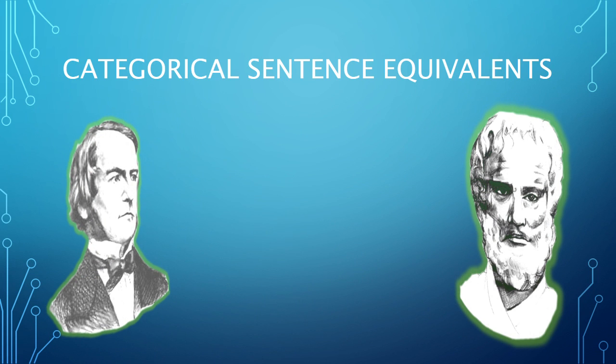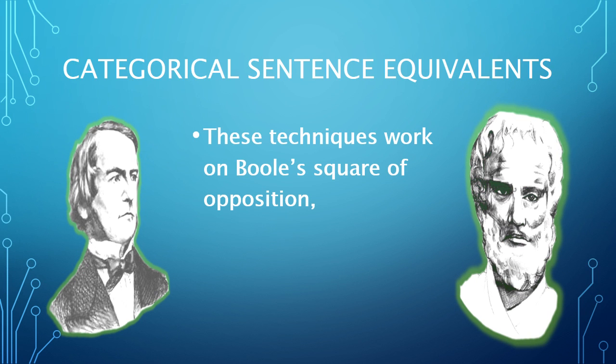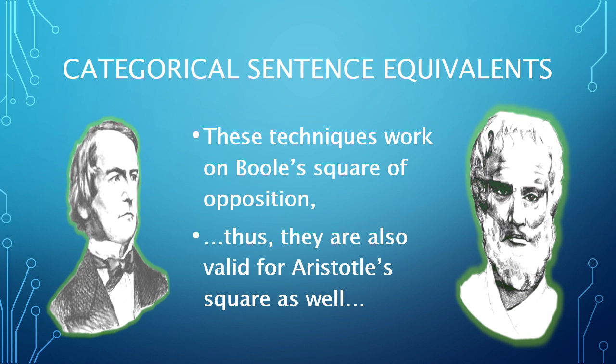Now, when we do these operations, one thing I need to point out: we've already learned how to make immediate inferences, from a single premise to a conclusion, using the Boolean and the Aristotelian squares of opposition. What you need to know is that these techniques that we're going to study now work on Boole's square of opposition. And since Aristotle's square just expands upon Boole's square, that means that all these operations are going to be valid in his system of logic as well. So that's a useful thing to know.